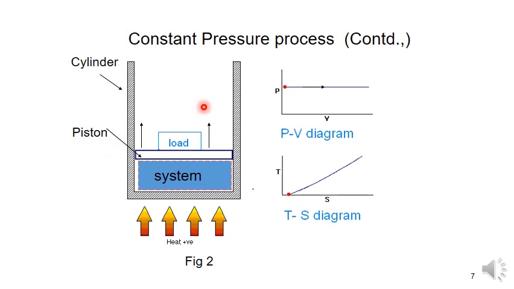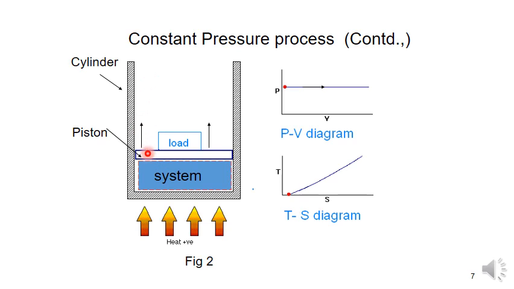If you are giving heat to the system, this is an open system where heat, work and mass transfer are there. If you are giving heat continuously to the system, the volume, see this point, goes on increasing like this.